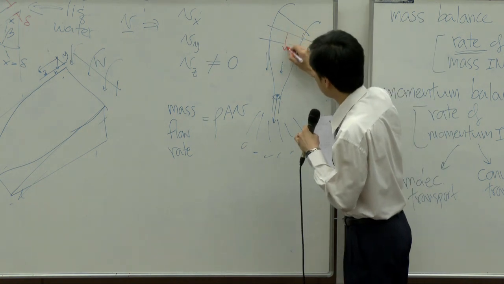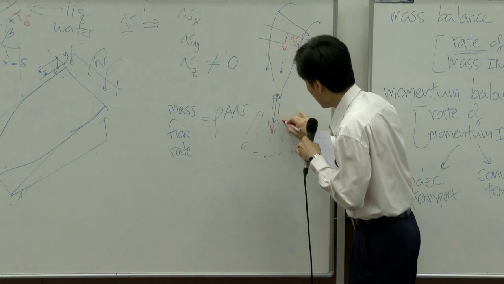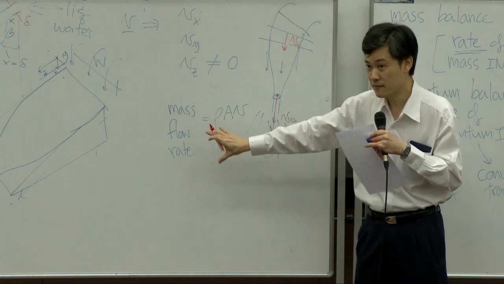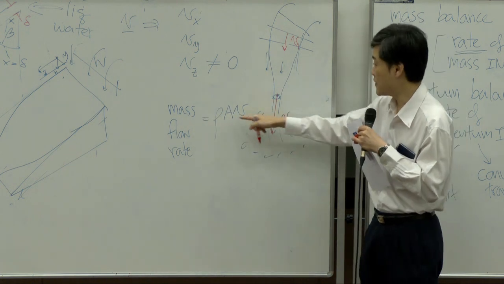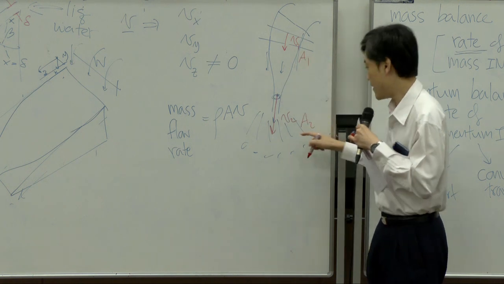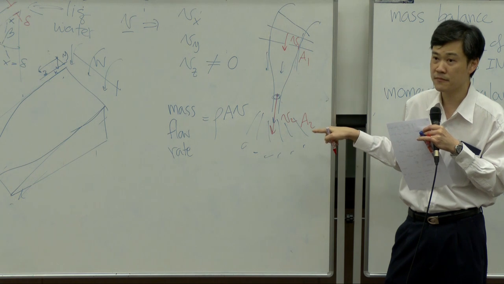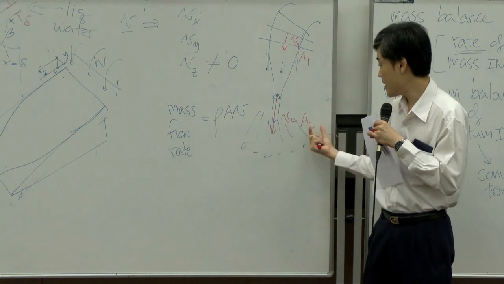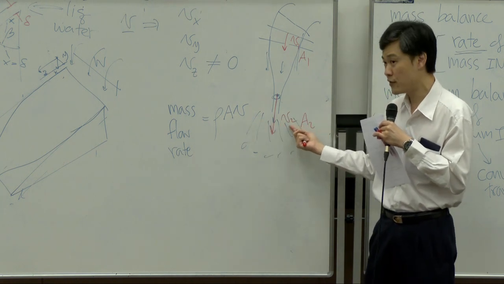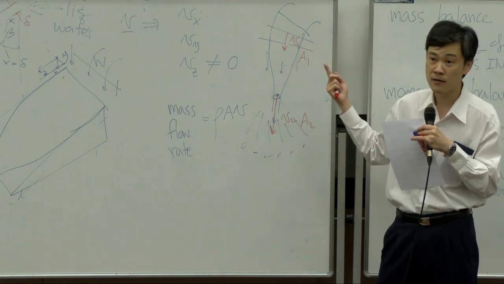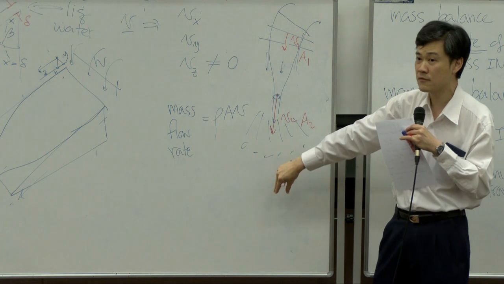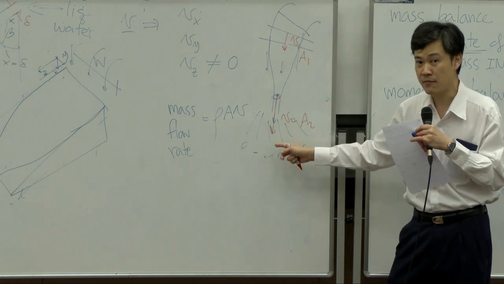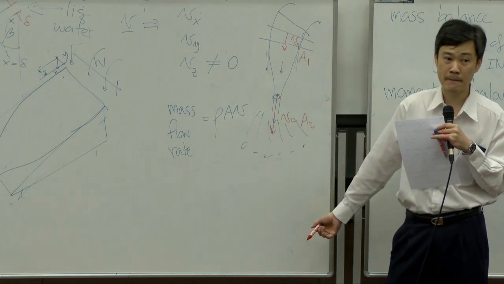Let's say we have V1 here and V2 over there. In order to keep the constant mass flow rate, it is unavoidable that the area here and area there, A1 and A2, cannot be the same. That's why A2 is much smaller, because V2 is much larger than V1. So the water somehow narrowed down, until it is too fast to keep it continuous anymore, and it splits. Okay?